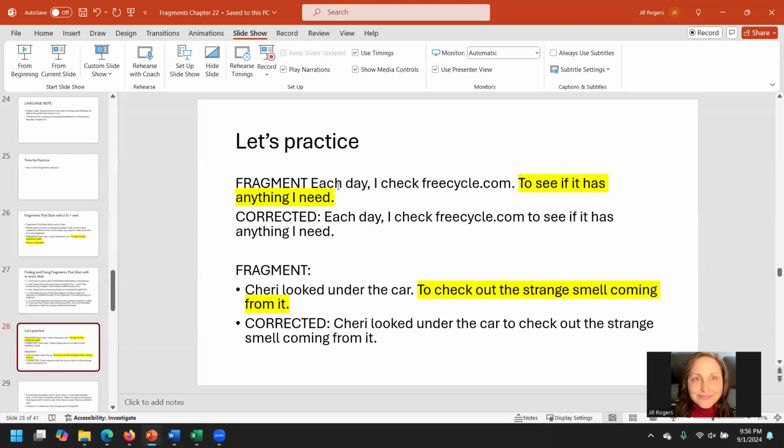So let's take a look. I already did this one, but so we said each day I check freecycle.com to see if it has anything I need. To see if it has anything I need is the fragment. All we have to do is add it to the sentence. Take out that period, make it a lowercase. Here's another one. Sherry looked under the car. Well, that's a complete sentence. We have a subject, we have a verb, and we have a complete thought. To check the strange smell coming from it. What? Where's the subject? Where's the verb? We don't have it. In this case, all we have to do is the same thing. Sherry looked under the car to check out the strange smell coming from it.